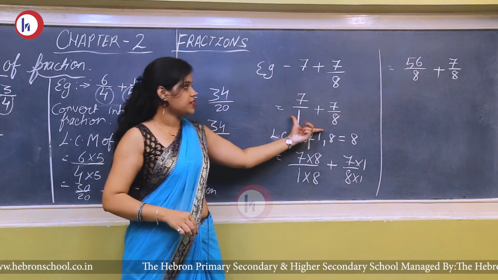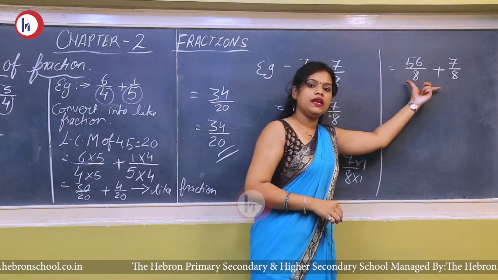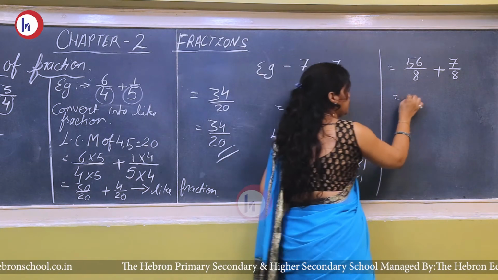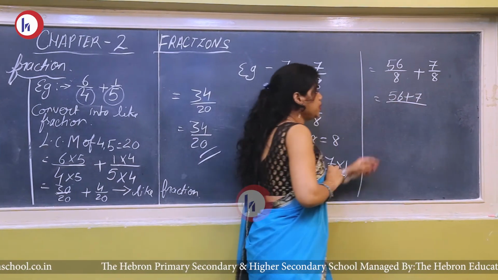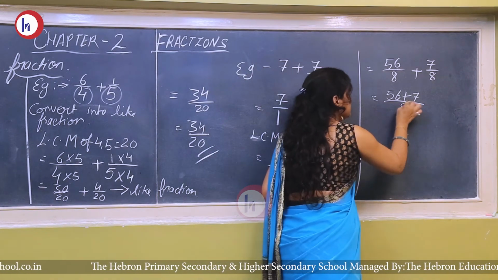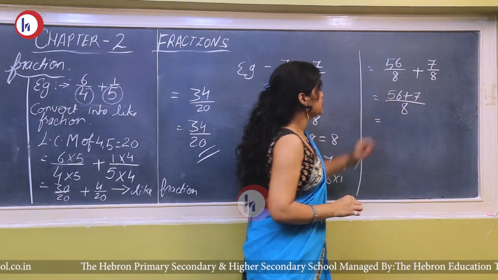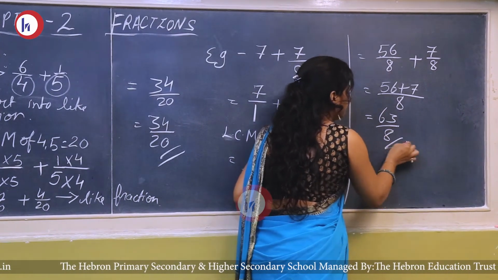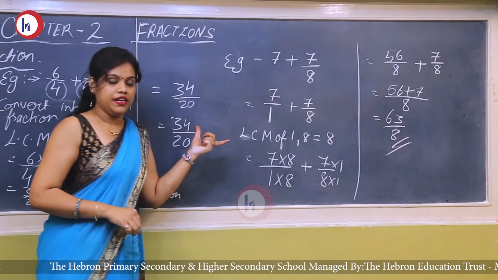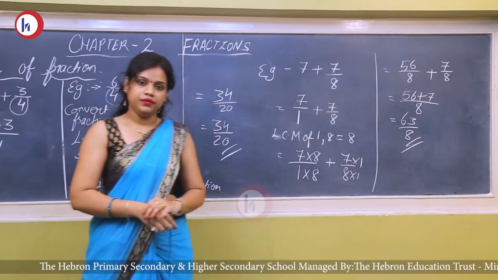Now your unlike fraction is again converted into like fraction. From here the addition is easy. You have to add the numerators, and the denominator will be taken as 8. 56 plus 7 will give you 63 upon 8. So this way addition of the fraction will be done.